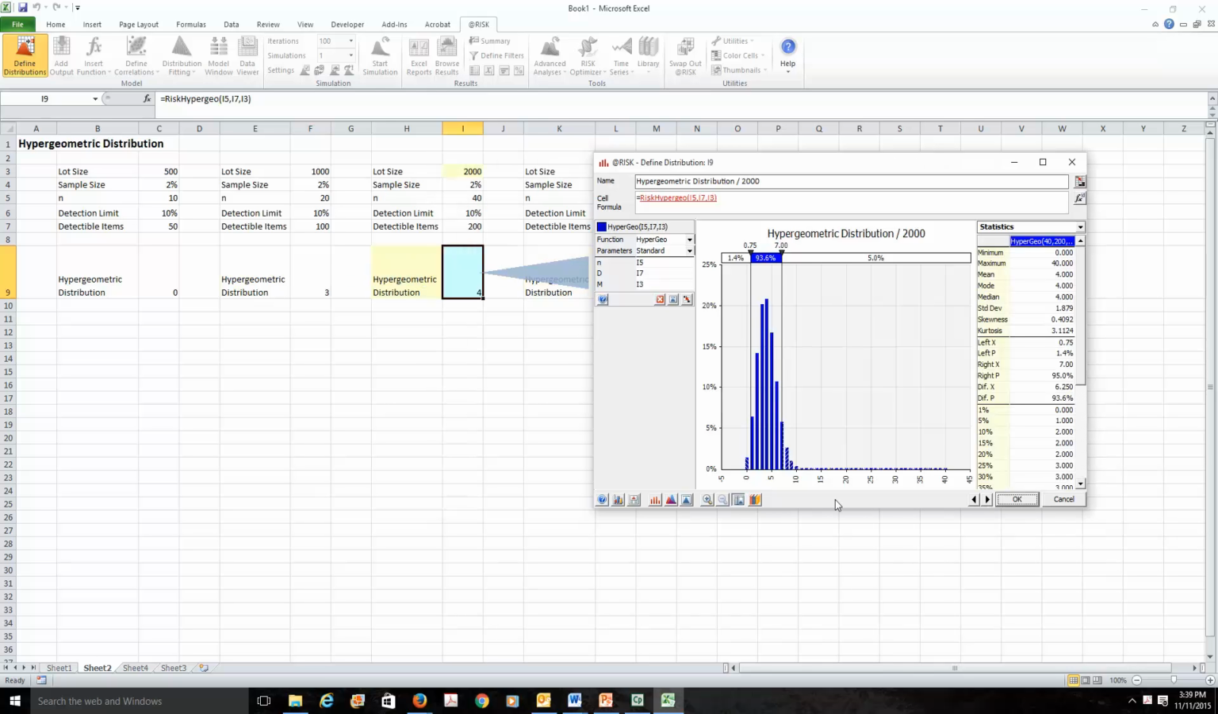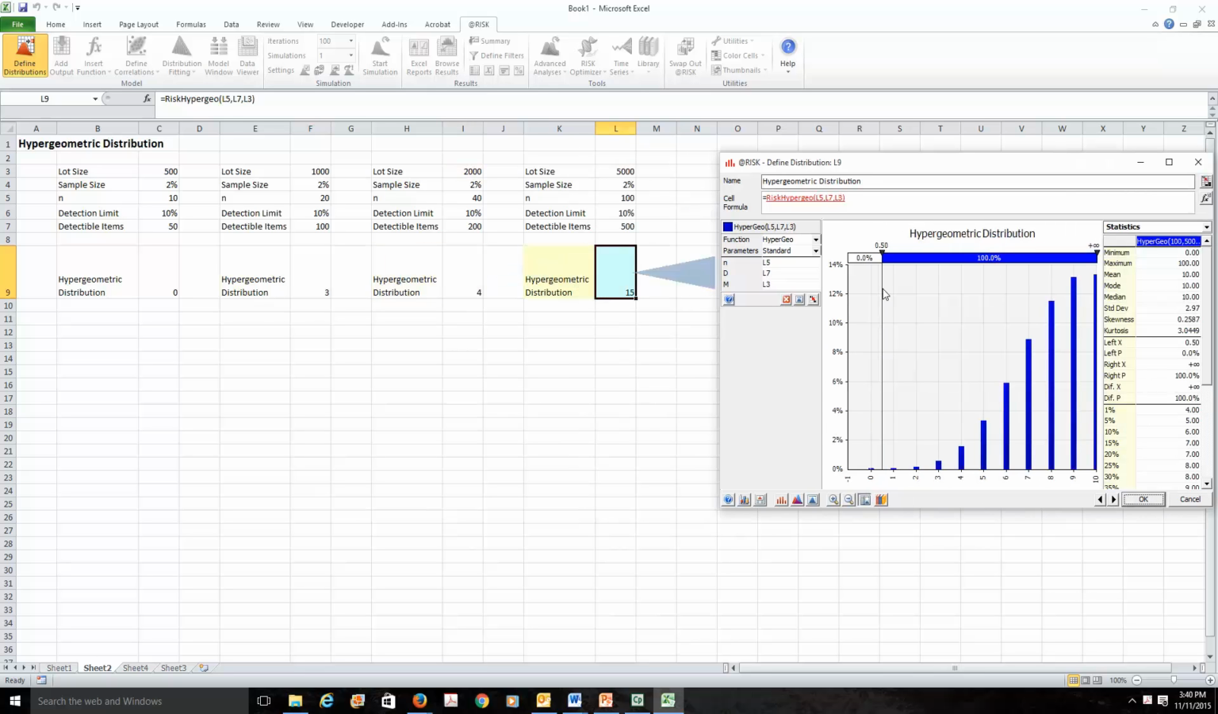Here's another 2% sample of our lot size of 2,000, and here we see there's a 1.4% chance of 0 defects. That means we have a 98.6% confidence level that this lot will meet our detection limit of 10% or even less. And finally, for a lot size of 5,000, we see the probability of getting 0 defects in a sample of 100 is smaller than 0.0.